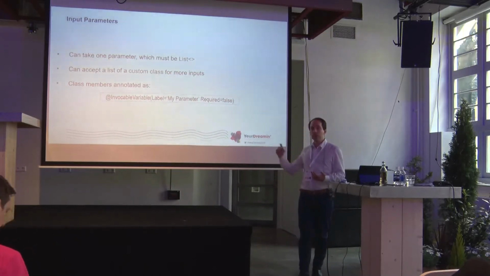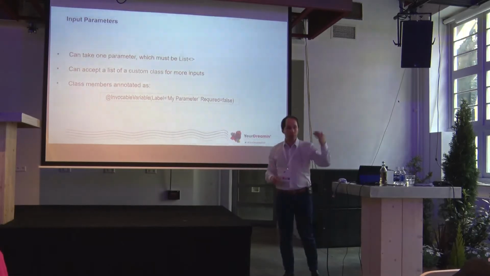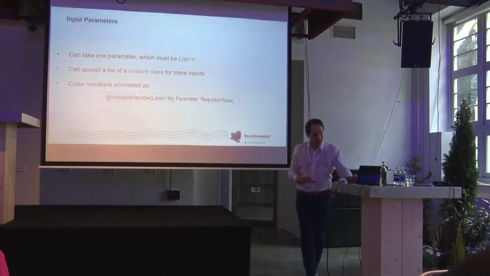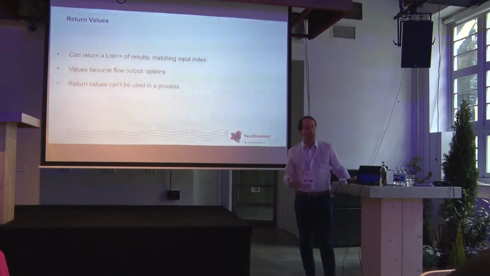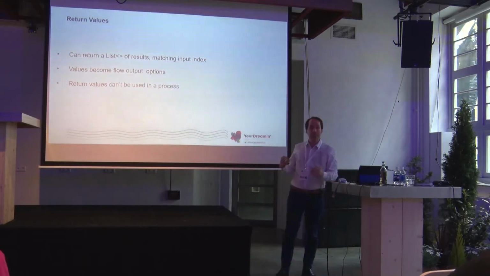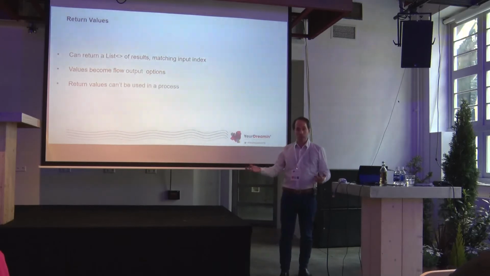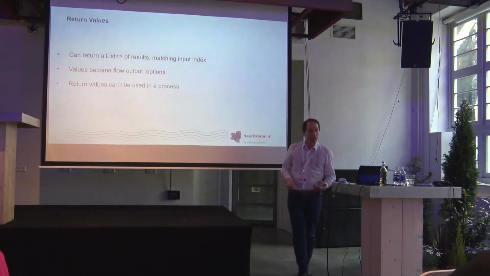Now, the reason we have to do it as a list is because invocable methods are bulkified. So if we have 100 processes running, you're going to have your code called just once with a list of 100 input parameters. And as a result, your code needs to return that same list of results where the indexes match. So if I have 100 inputs, I need to provide 100 outputs with the matching index.